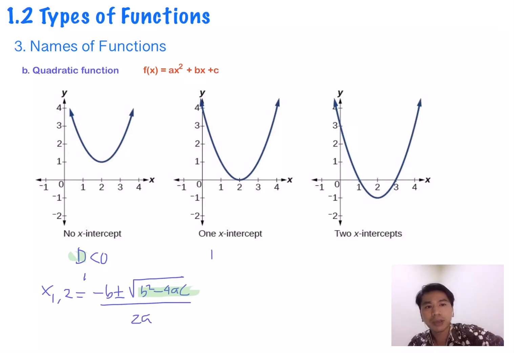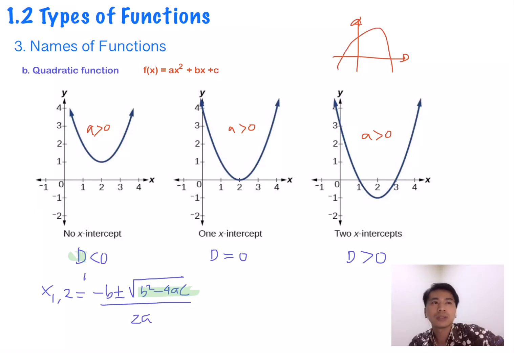However, you can have 1 x-intercept if d is equal to 0, and 2 x-intercept when d is greater than 0. In this case, I present that a is greater than 0. That's why it concave up. And this also a is greater than 0. This also a greater than 0. If a is less than 0, then just to give you a glance, the graphic will have a concave down, just like this. This is a less than 0.